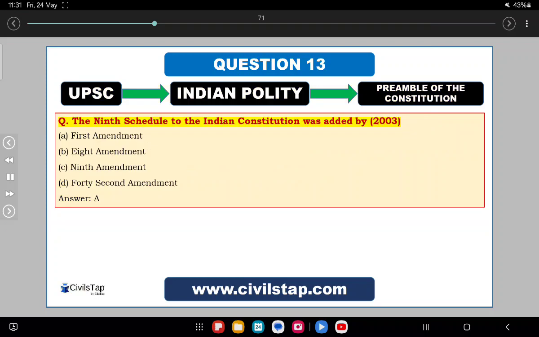Question: The 9th Schedule to the Indian Constitution was added by (2003): A. First Amendment, B. 8th Amendment, C. 9th Amendment, D. 42nd Amendment. Answer, A. Question 13. UPSC Indian polity, Preamble of the Constitution.